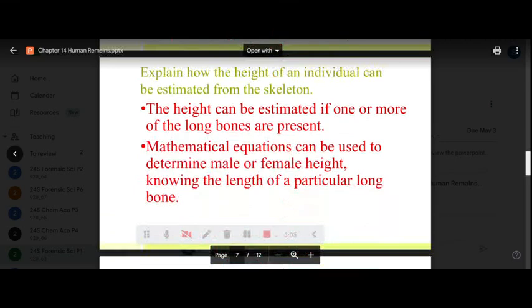And then how do we explain the height of an individual? How can that be estimated from the skeleton? So remember, the height can be estimated if one or more of the long bones are present. Mathematical equations can be used to determine male or female height, knowing the length of a particular long bone. So if you remember, we had different equations for male, different for female, and then different ones for the different long bones, right?